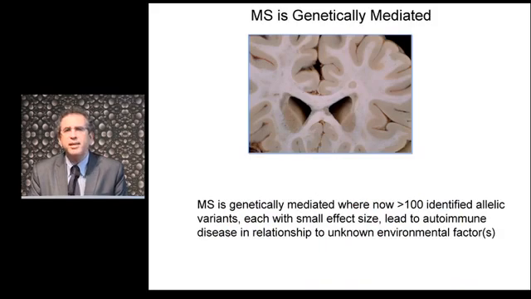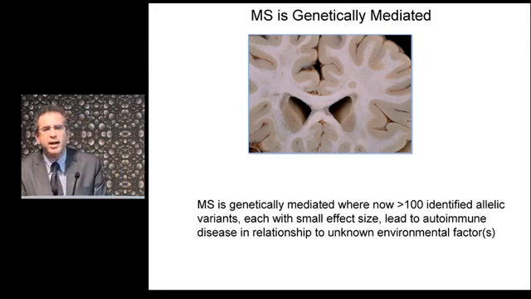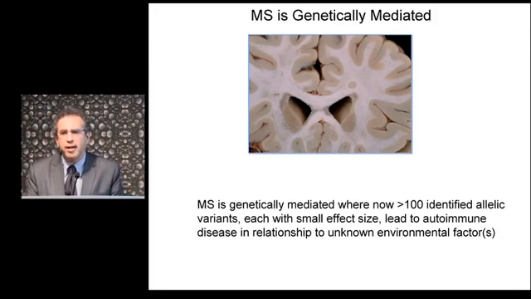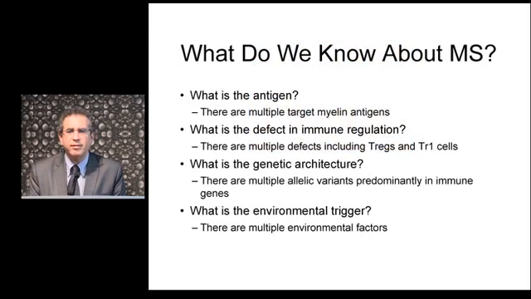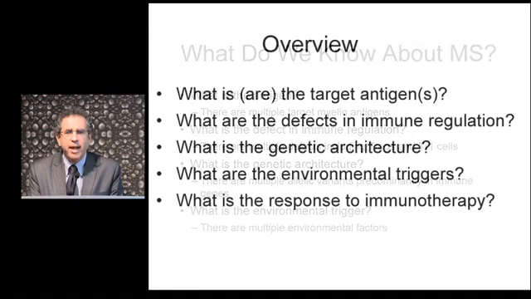MS is a genetically mediated disease, with now over 100 allelic variants, each with a very small effect size, identified that lead to the autoimmune disease in relationship to unknown environmental factors. So what do we know about multiple sclerosis? And this is really a brief summary of what I will talk about.